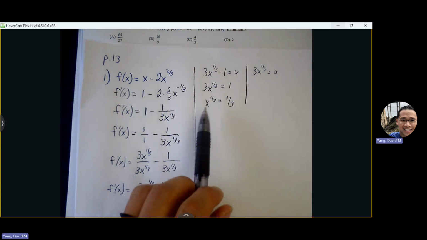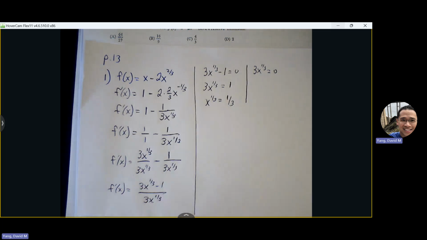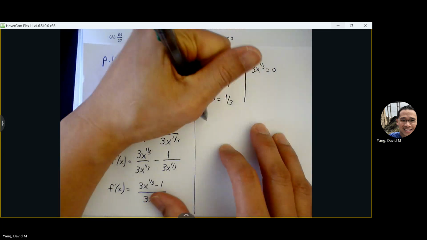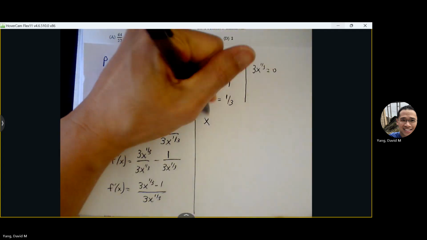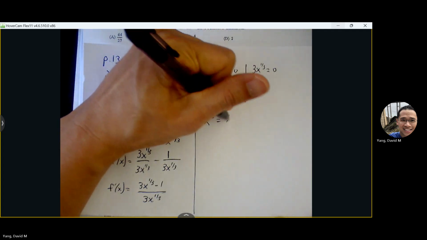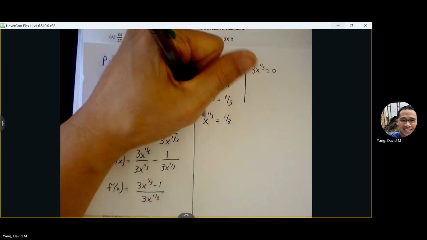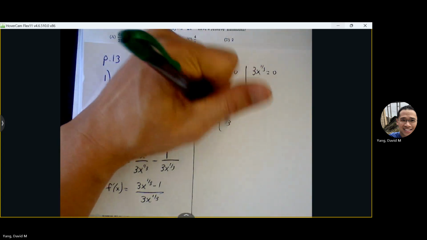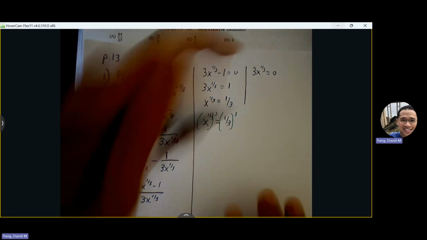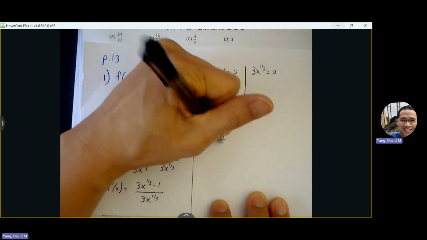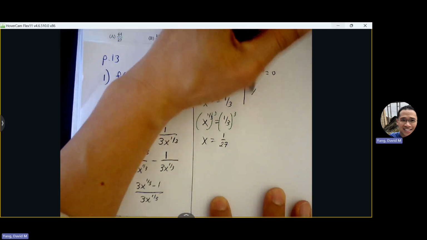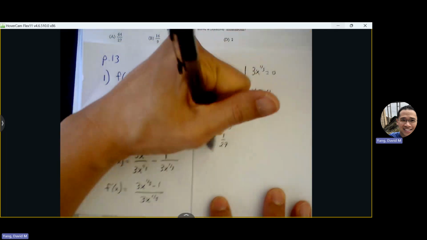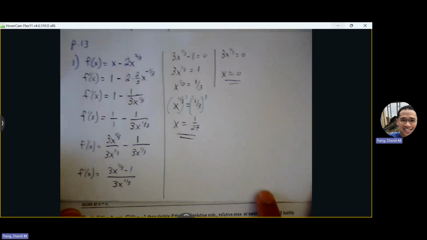Add 1, divide by 3. To get x by itself, I can cube both sides. And I get x equals 1 over 27. Here, divide by 3, I get x equals 0. So I have two critical points. They're both going to go onto my slope sign line.